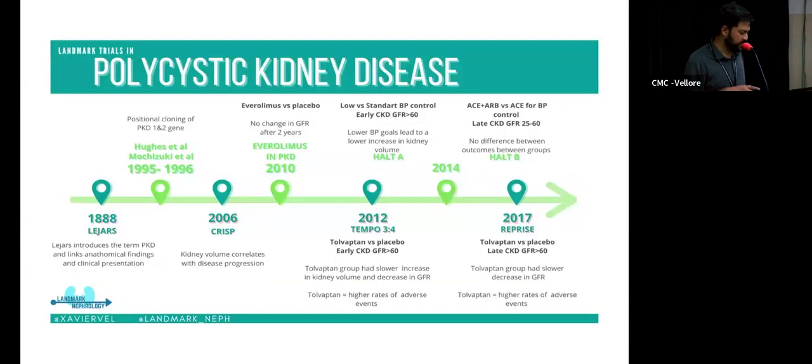For polycystic kidney disease, this is the brief outline of all the trials. The important ones are the HALT-A and HALT-B PKD trials. HALT-A showed that low BP goals led to a lower increase in kidney volume, whereas HALT-B did not show much difference between the two. TEMPO and REPRISE were positive trials which showed the importance of tolvaptan compared to placebo in decreasing ADPKD progression.